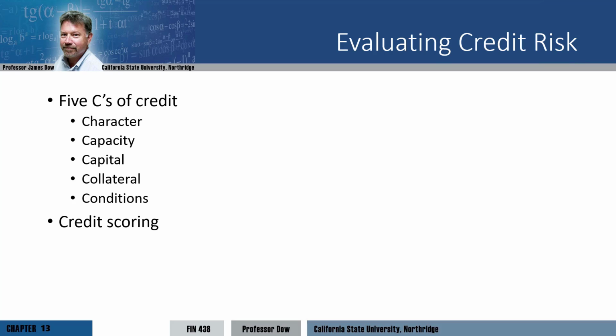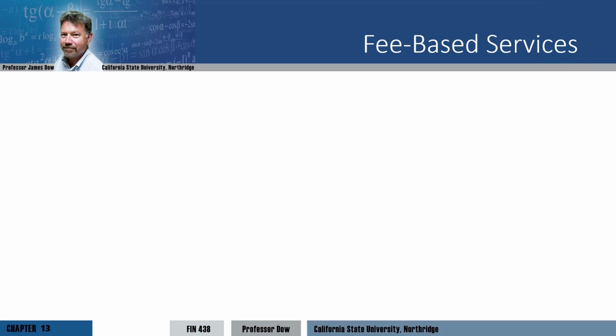Credit scoring has the advantages of being quick and low cost, and so is very common, particularly for consumer loans where the credit history is not too complicated. There are other things that banks do that do not involve making loans. Often, banks charge fees for these services instead of making money through interest rate spreads.